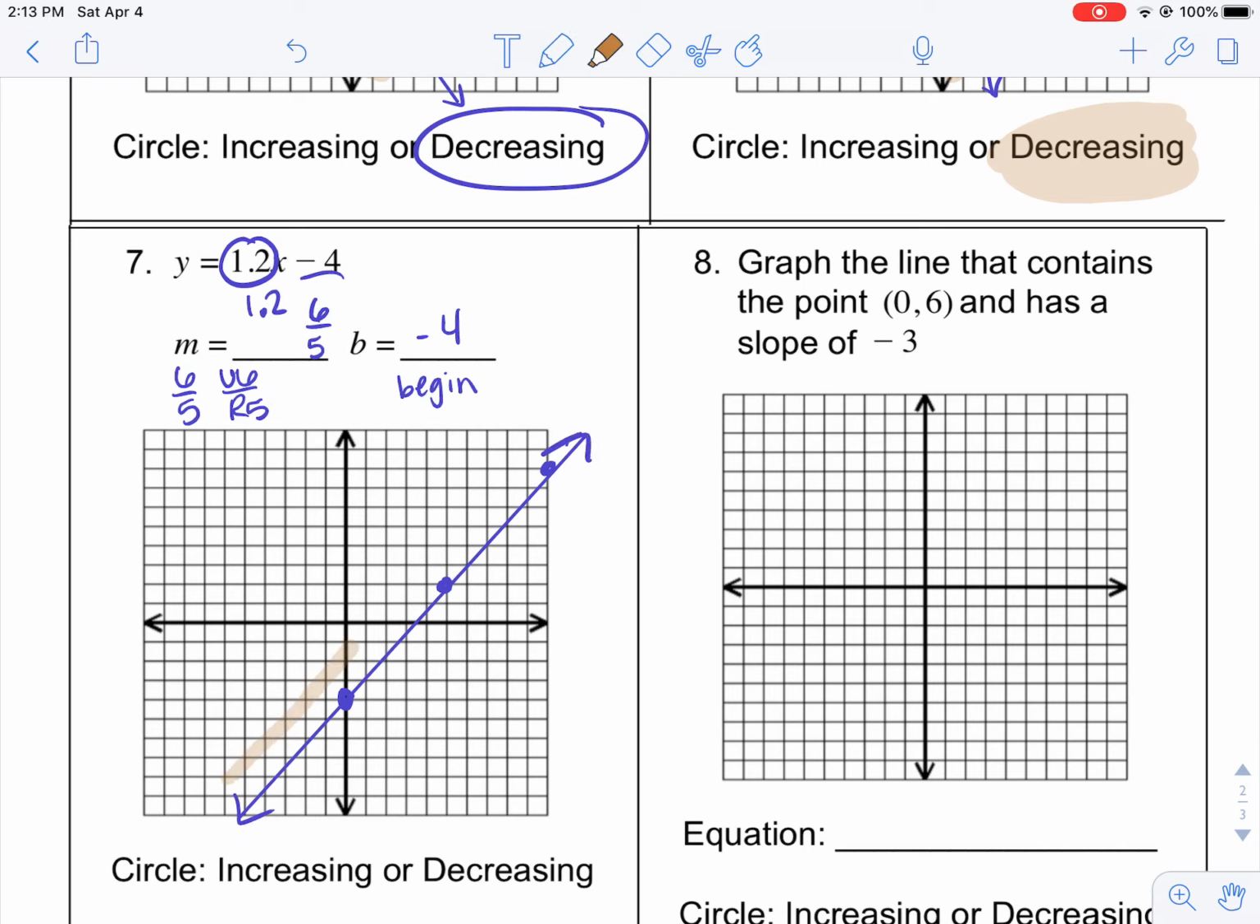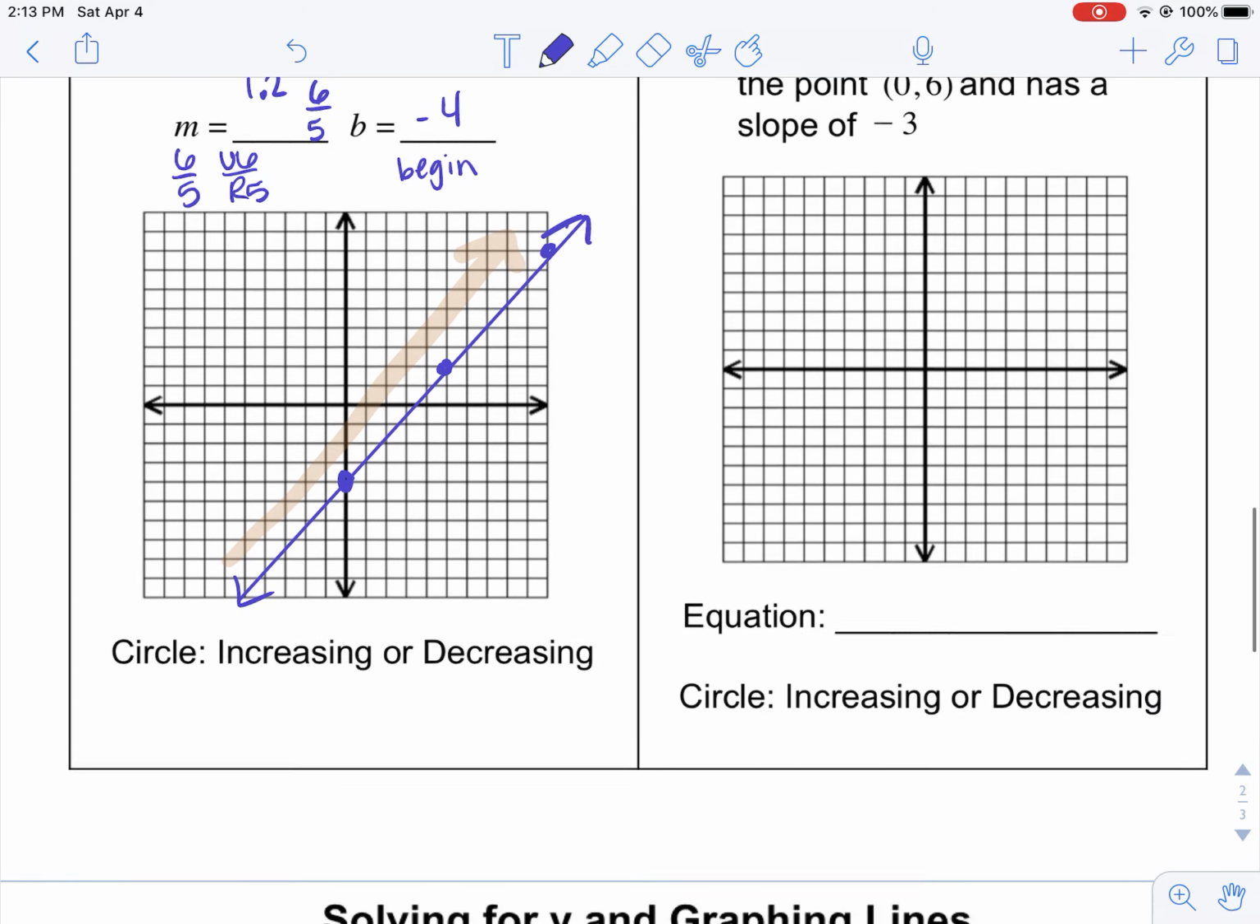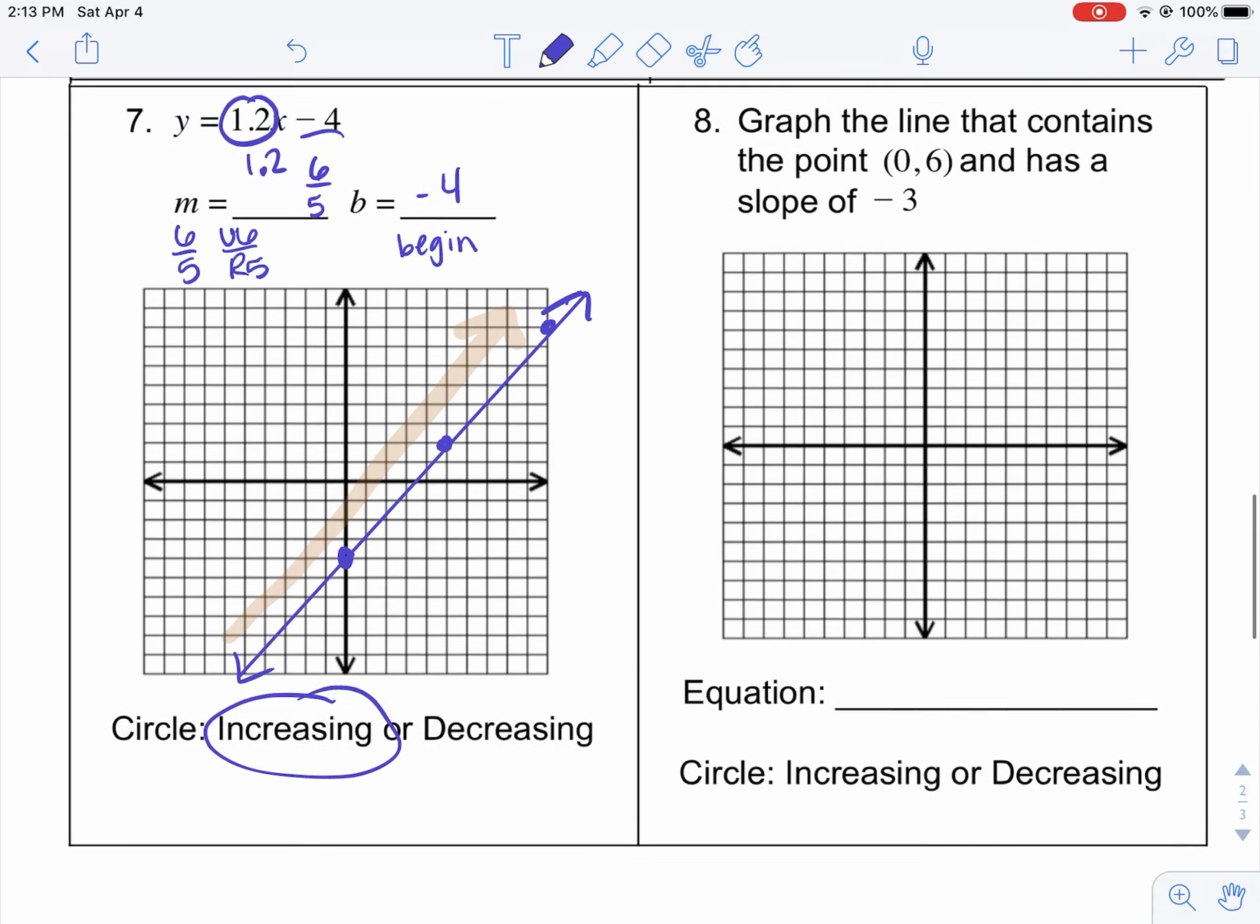This one, if you put a snowboard on the left side and read left to right, you would be increasing.